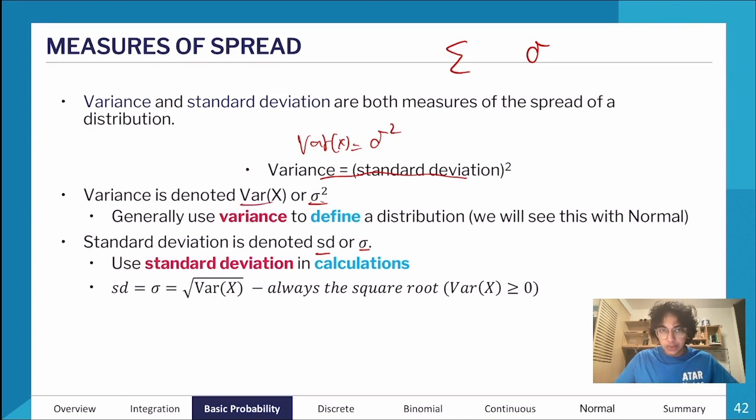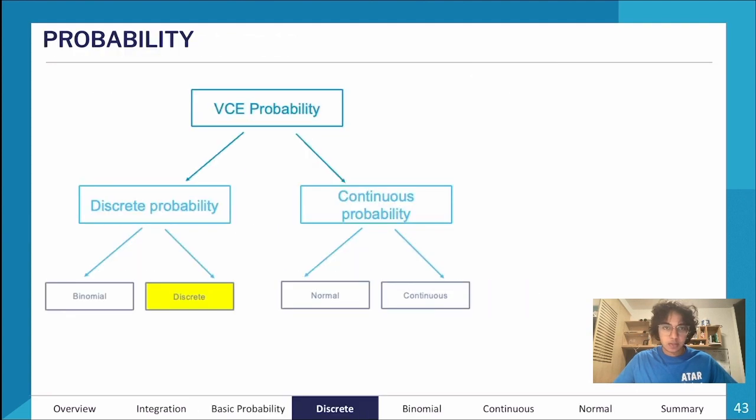Variance is also representative of the variance of whatever variable. So if your event is shown by y, you'd be dealing with var of y and not var of x. Okay? And standard deviation is SD or sigma. So standard deviation is always the square root of variance. So that says that variance must always be greater than or equal to 0, right? Because we can't take the square root of a negative number in methods.